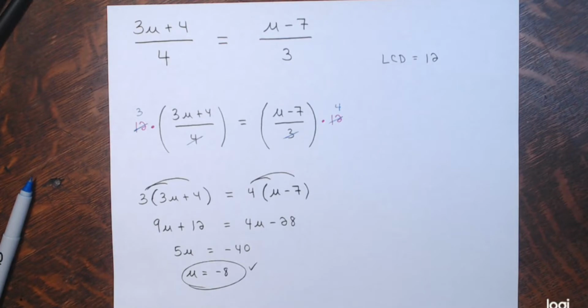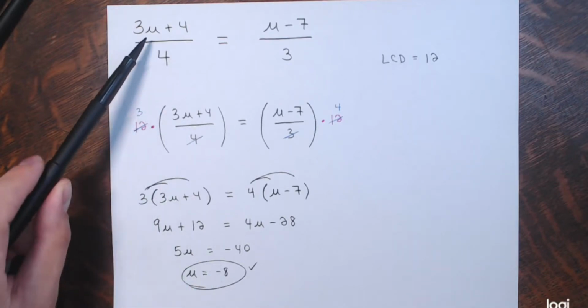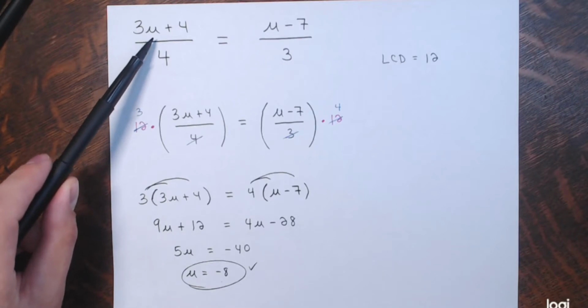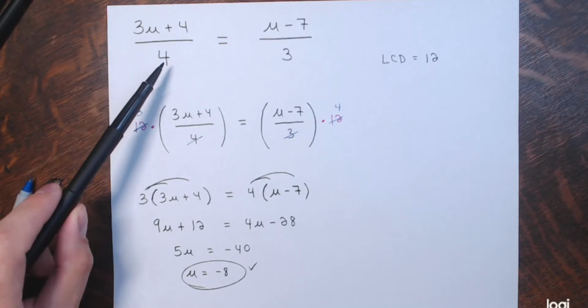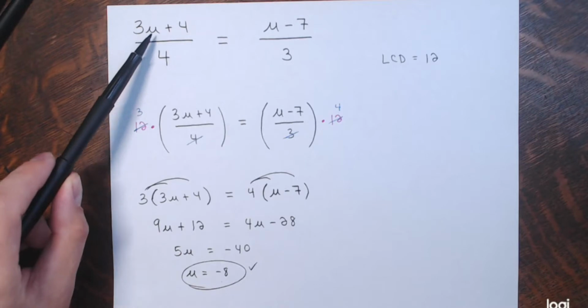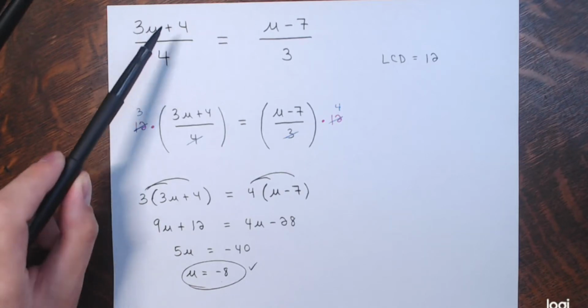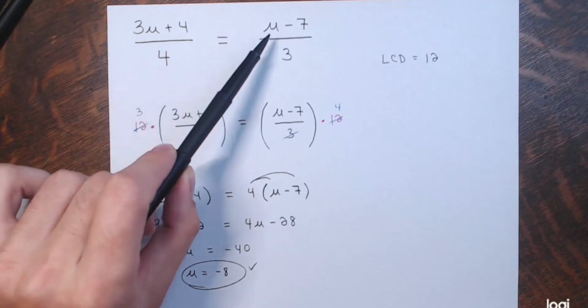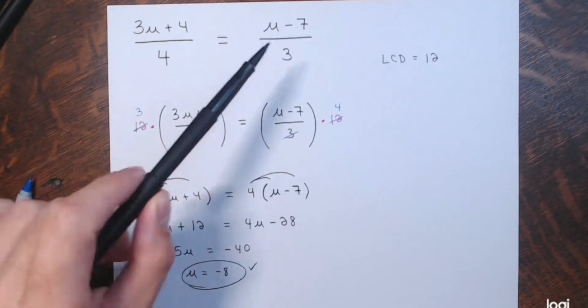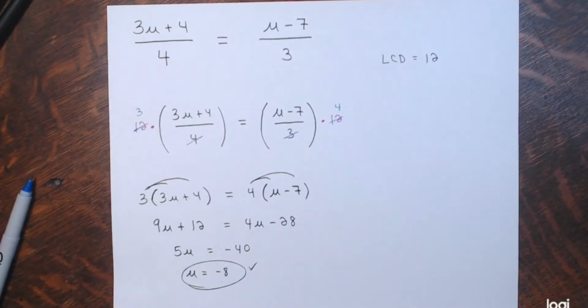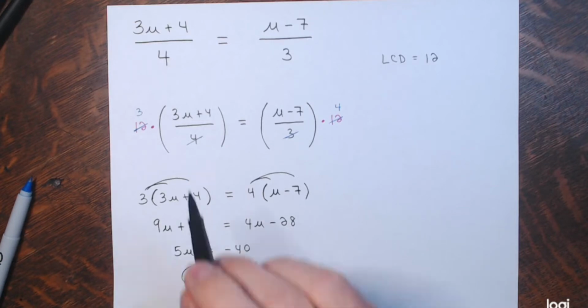I'll do this out loud. Replace u with negative 8. This side would end up being negative 5, right? You'd have negative 24 plus 4, which is negative 20, divided by 4 is negative 5. You'd have negative 5 on the left, and then negative 15 divided by 3 is negative 5 on the right. You have negative 5 equals negative 5. Negative 8 is the valid solution for this equation.